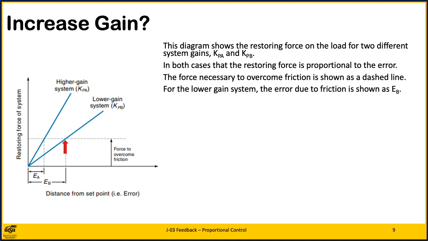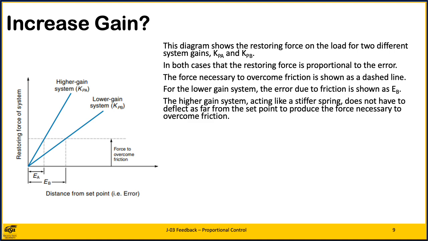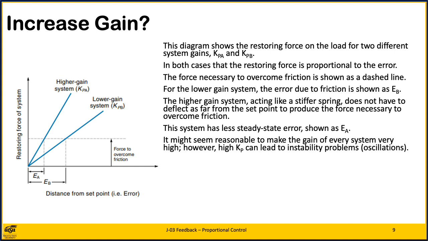For the lower gain system, the error due to friction is shown as EB. A higher gain system, acting like a stiffer spring, does not have to deflect as far from the set point to produce the force necessary to overcome friction. This system has less steady-state error, as shown by EA. It might seem reasonable to make the gain of every system very high. However, high Kp can lead to instability problems or oscillations. Increasing Kp independently, without limit, is not a sound control strategy.